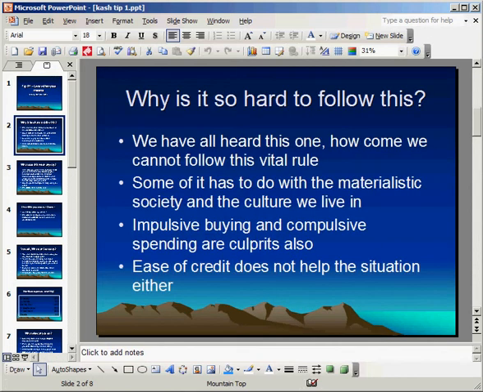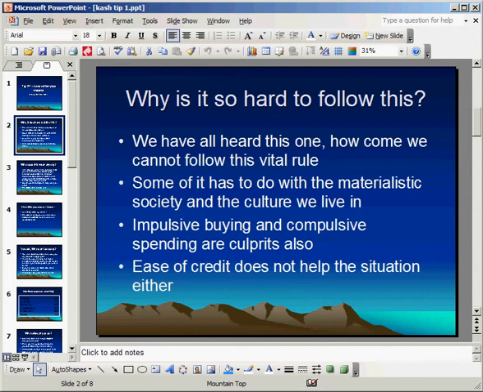Well, why is it so hard to follow this? We have all heard this rule before, that you should live within your means. How come we cannot follow this vital rule? Well, there are many reasons. Some of it has to do with the materialistic society and the culture we live in. In today's society, it's all about what kind of car do you drive, how big is your house, what clothes do you wear, what kind of toys do you have. So some of that pressure causes us to live outside of our means.